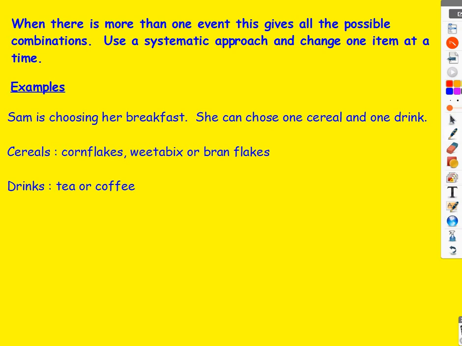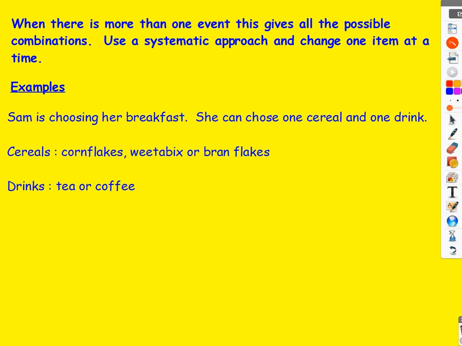Okay, sometimes though we haven't got one single event going on, like the dice or the pack of playing cards, we can have a combination of events. So more than one event. And again, when you're doing it, let's think of a structured approach, changing one of the items at a time. So the example here, Sam is choosing her breakfast. She can choose 1 cereal and 1 drink. So those are your 2 events. She chooses an item of cereal and she's going to choose a drink to go along with it. The choice of cereals are cornflakes, Weetabix or bran flakes, and her drinks are tea or coffee.